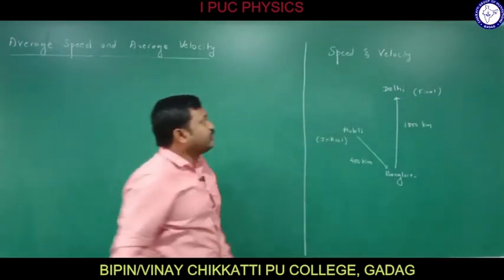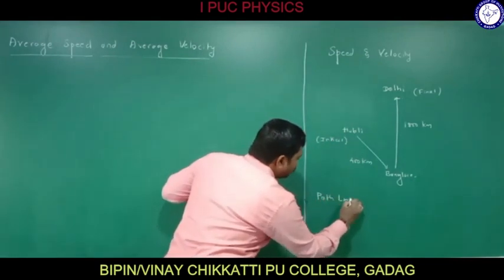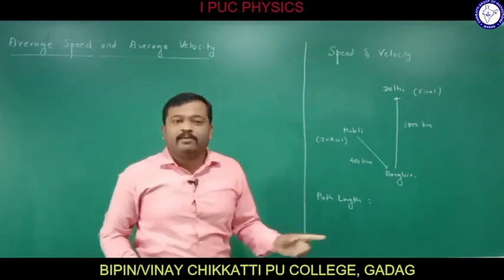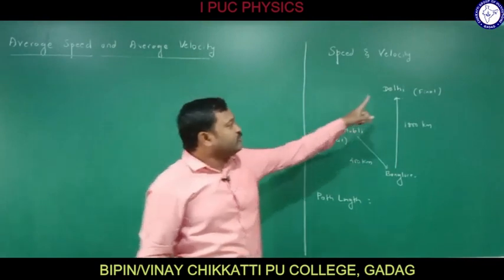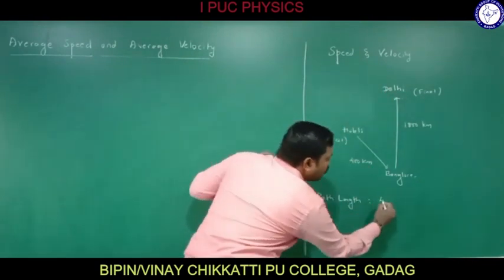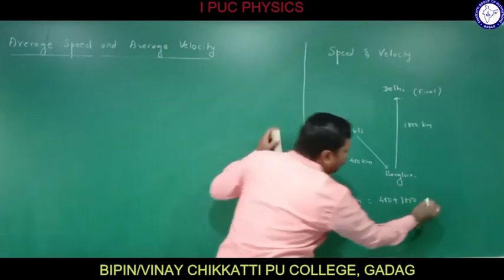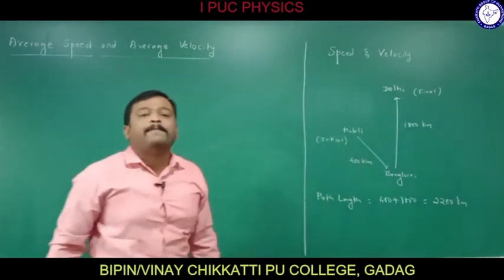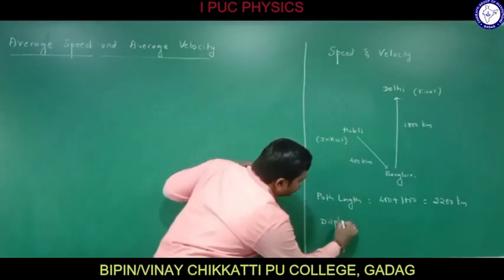First, let us understand what path length is. The path length is the total distance traveled by a body from initial position to final position. What is the initial position? Hubli. What is the final position? Delhi. So what is the total path length? Total path length is 400 plus 1800, so you get 2200 kilometers. This is the path length.